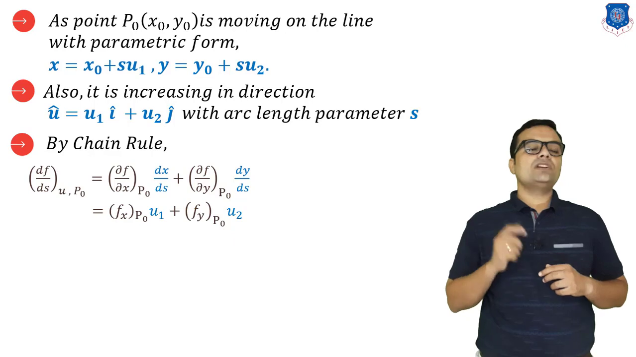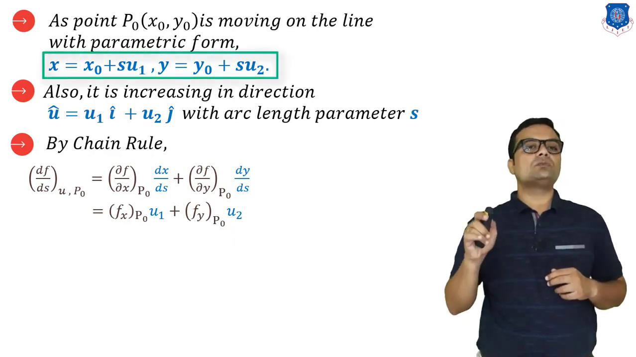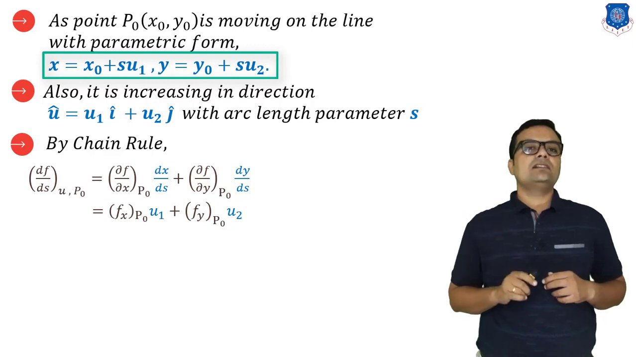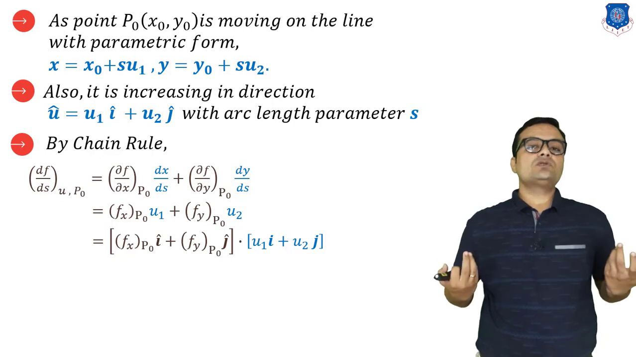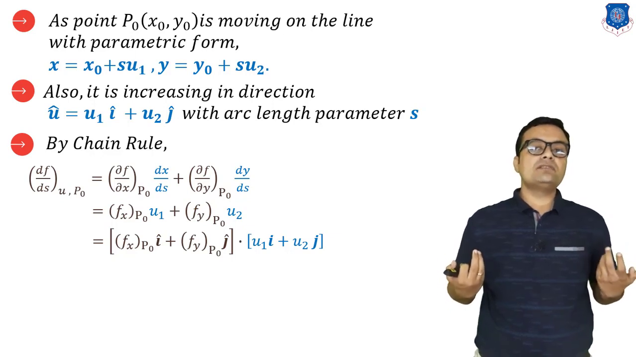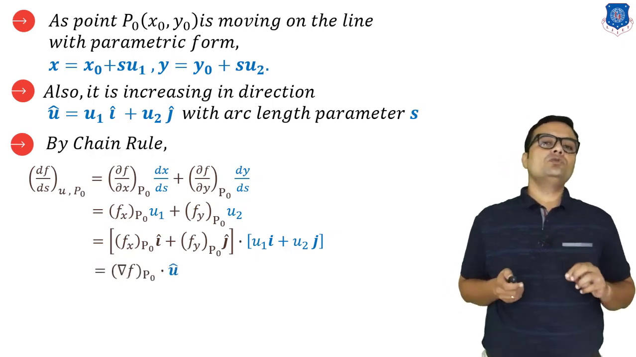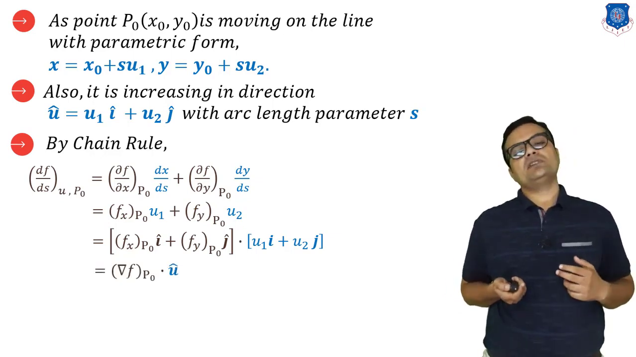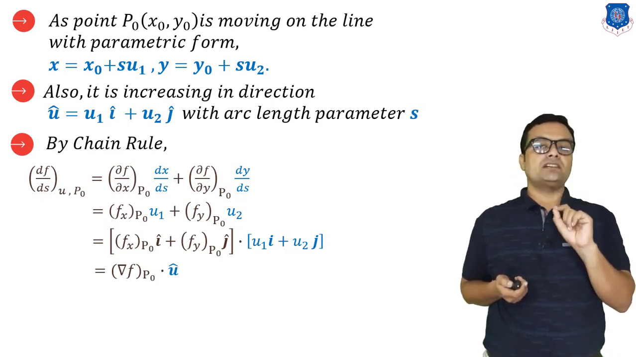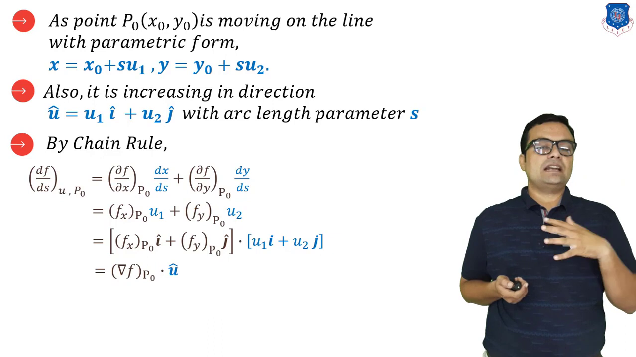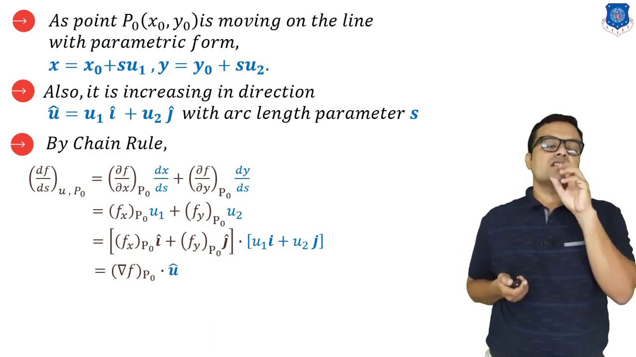So now the value of dx by ds is equal to u1. Here I am taking x equal to x0 plus s u1 and y equal to y0 plus s u2. And then separating these two with the help of the fundamental unit vectors i and j, it will give me a dot product of two known vectors, gradient of f at P0 dot u cap. Remember here u cap is a unit vector along the given direction, and by default I am assuming that the direction u given over here is a unit vector.